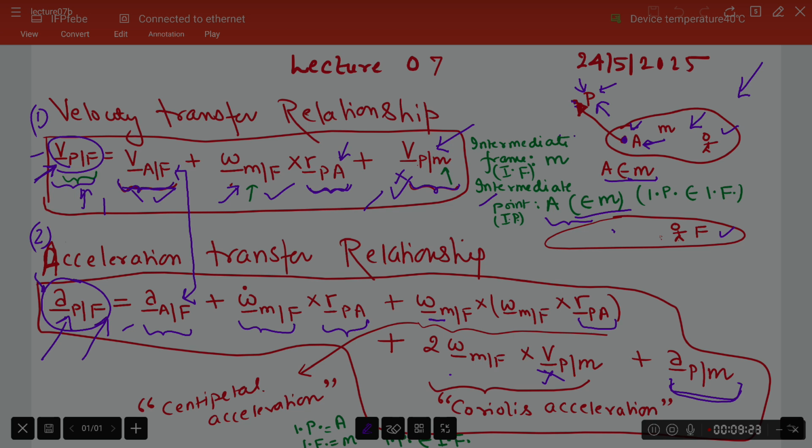Now let us try to derive these two relationships. How do we get these mathematical forms?